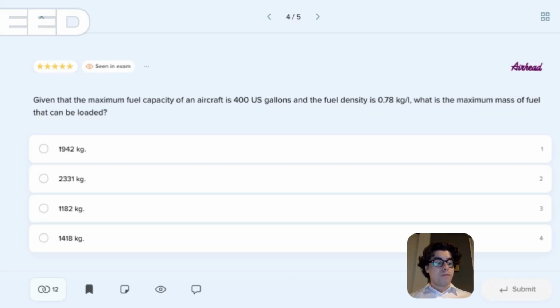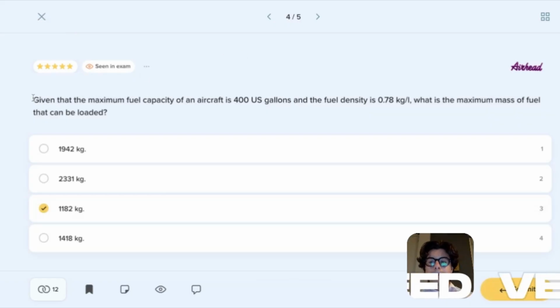So then the 1,514 liters has to be multiplied by the specific gravity or fuel density. In this case, we have 0.78, and this gives us 1,180.9. And in this case, the closest answer is this one. And I agree that this is not correct, as all of the answers given are higher than what we got in the calculations, but unfortunately sometimes we have to take the one that is closest. So in this case, 1,182.